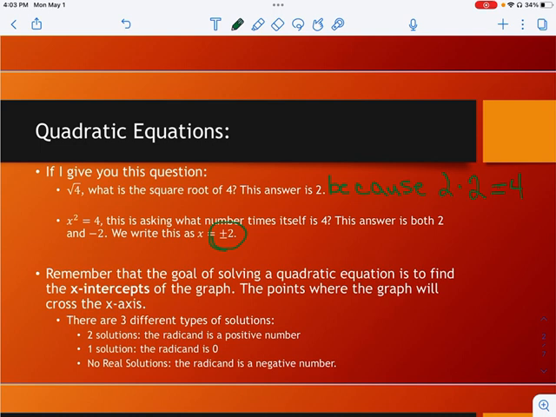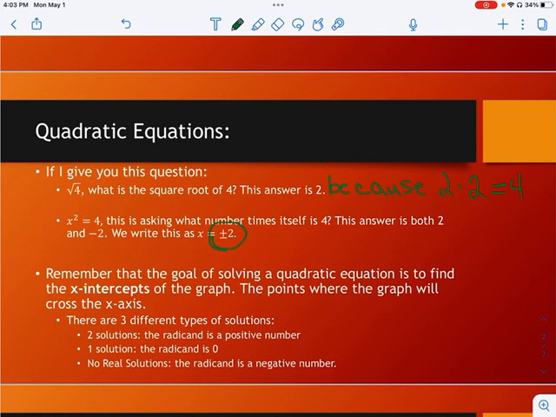Now, there are three different types of solutions that we're going to be looking at. The first one is you're going to get a two solution answer, and that would be when the radicand is a positive number. You could also get a one solution where the radicand is 0. And then you could get no real solutions because the radicand is a negative number.